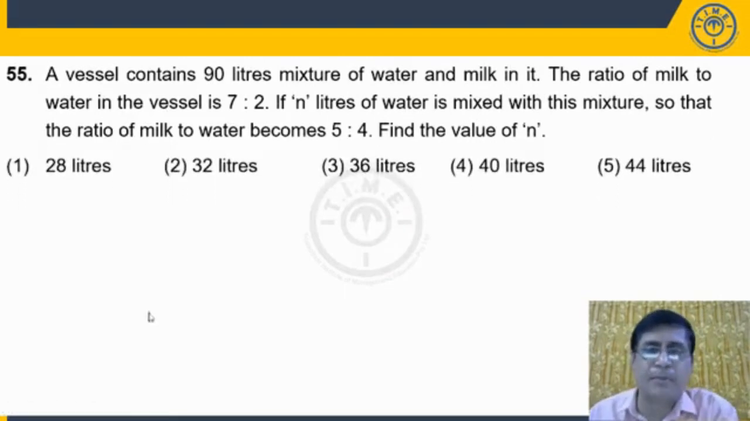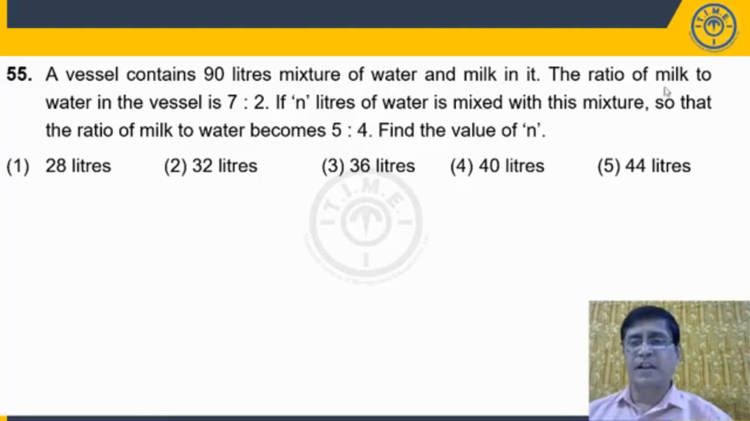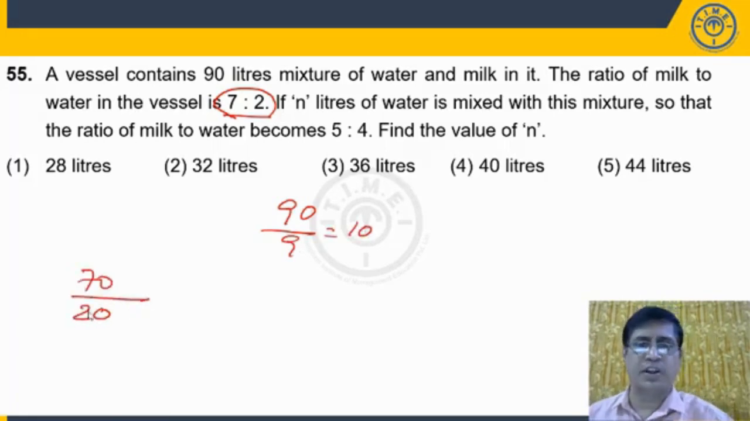Yes, look at the next example. A vessel contains 90 liters of a mixture of water and milk. The ratio of milk to water is 7:2. 7:2 means the sum of the ratios is 9, so divide 90 by 9. 1 part is equal to 10. 7 parts means 70, 2 parts means 20.